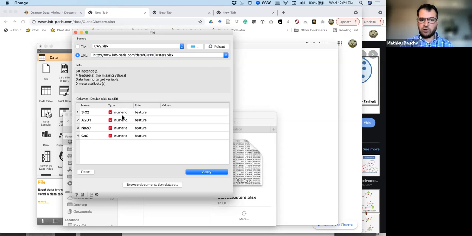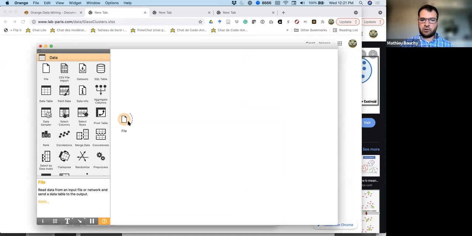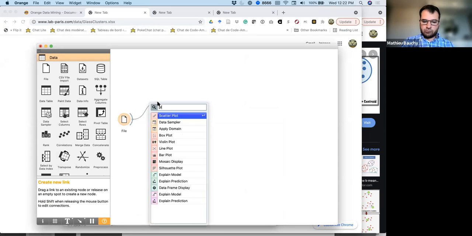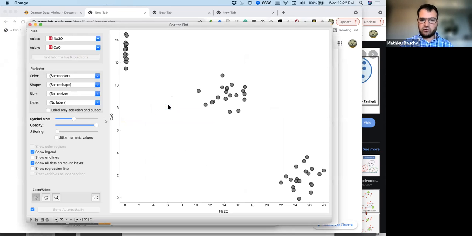You will say that all of them are numeric. And in this case, all of them are features. There is no target because it's an unsupervised learning problem. There's nothing that you're trying to predict. So same thing, now you have this data. You can plot it if you want to see what it looks like.